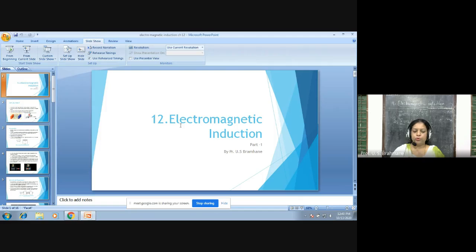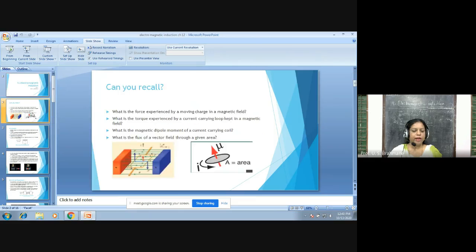The chapter which we are going to take is Electromagnetic Induction. This is the 12th chapter. Then we'll have a recap. We have seen the force experienced by a moving charge in a magnetic field. So we know what the force is: F is equal to qvB.